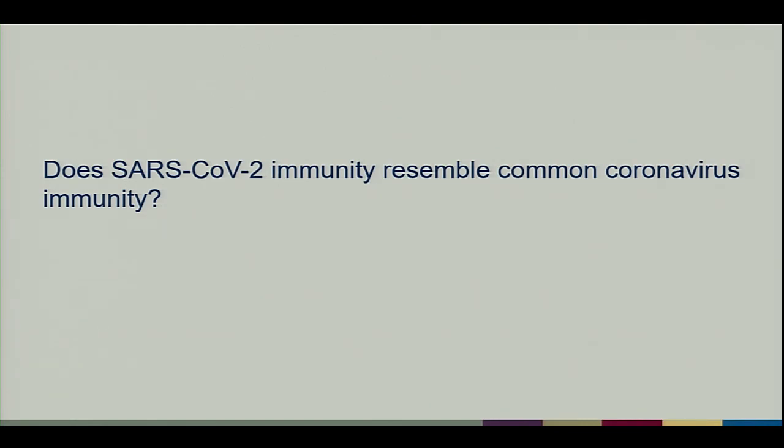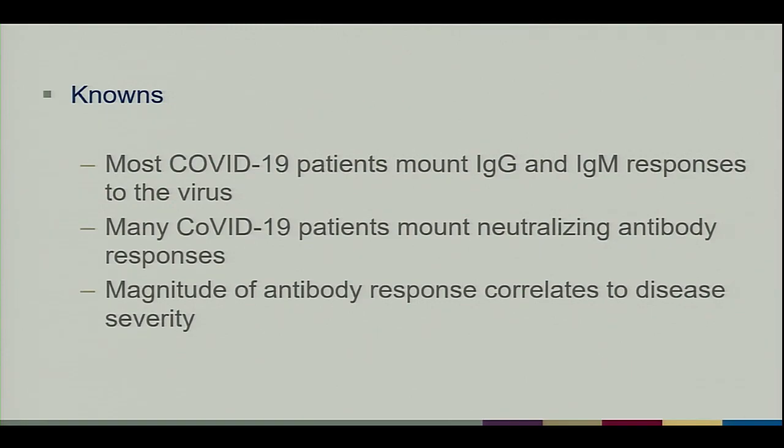Want to ask the question, does SARS-CoV-2 immunity resemble common coronavirus immunity? Next slide. So what we've been able to determine thus far is that most COVID-19 patients mount IgG and IgM responses to the virus. Many of the patients mount neutralizing antibody responses, so they mount an antibody response that's able to block virus from binding its cellular targets. And the magnitude of the antibody response correlates to disease severity. So in general, the more severe the infection, the stronger the antibody response. Next slide.